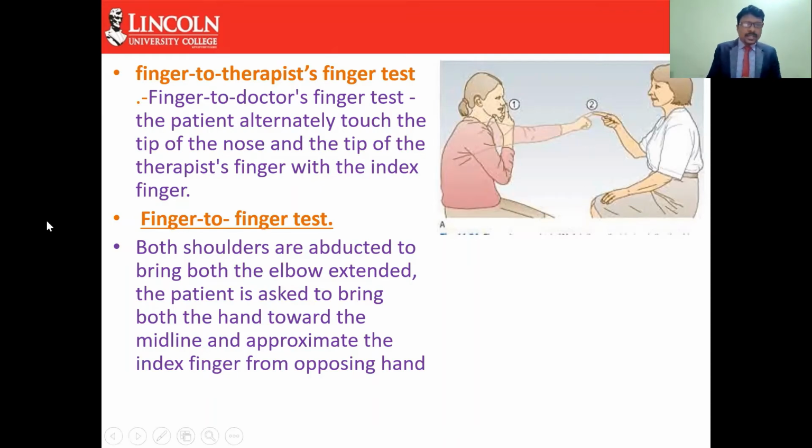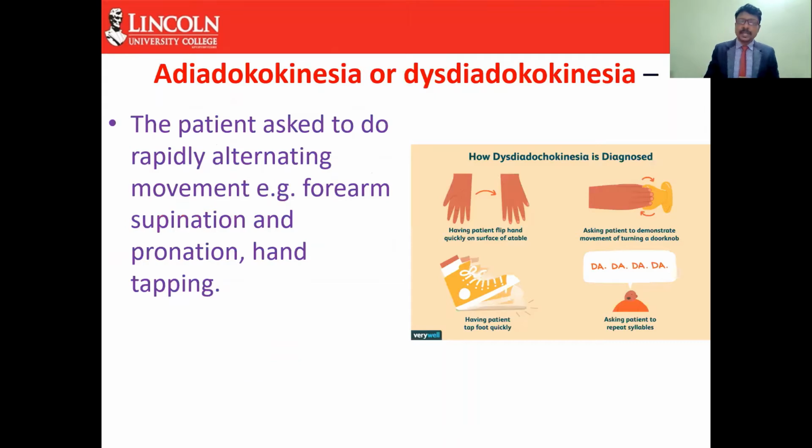Next is the finger to finger test, using the patient's own fingers. Ask them to abduct both arms, then bring them to the midline and touch the fingers of the other hand, with shoulder abduction and elbow extension. The patient's finger touches the patient's other finger. So this is also another special test.